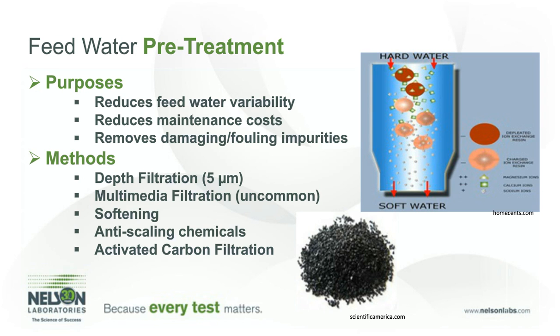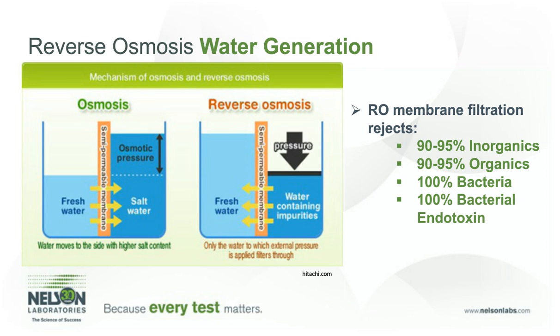Looking at the mechanism of osmosis and reverse osmosis, osmosis is the natural diffusion of water across a semi-permeable membrane from an area of low salt concentration to an area of high salt concentration. Reverse osmosis reverses this process, using pressure to force the water across a semi-permeable membrane in order to remove salt and other dissolved solids. RO membrane filtration typically rejects 90 to 95% inorganics, 90 to 95% organics, 100% bacterial, and 100% endotoxin impurities.